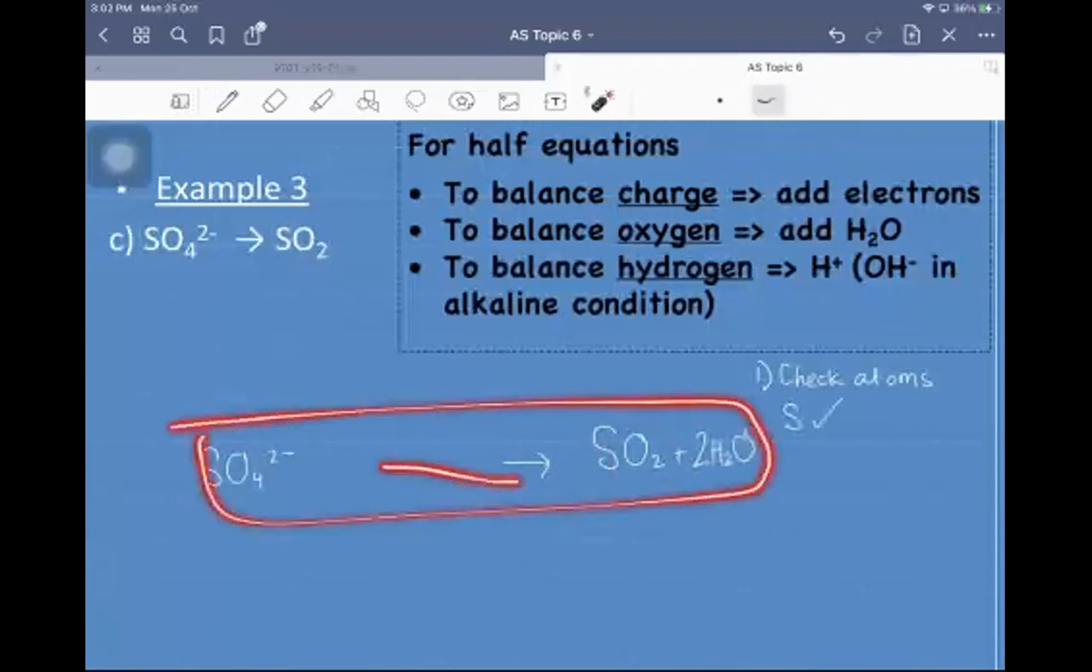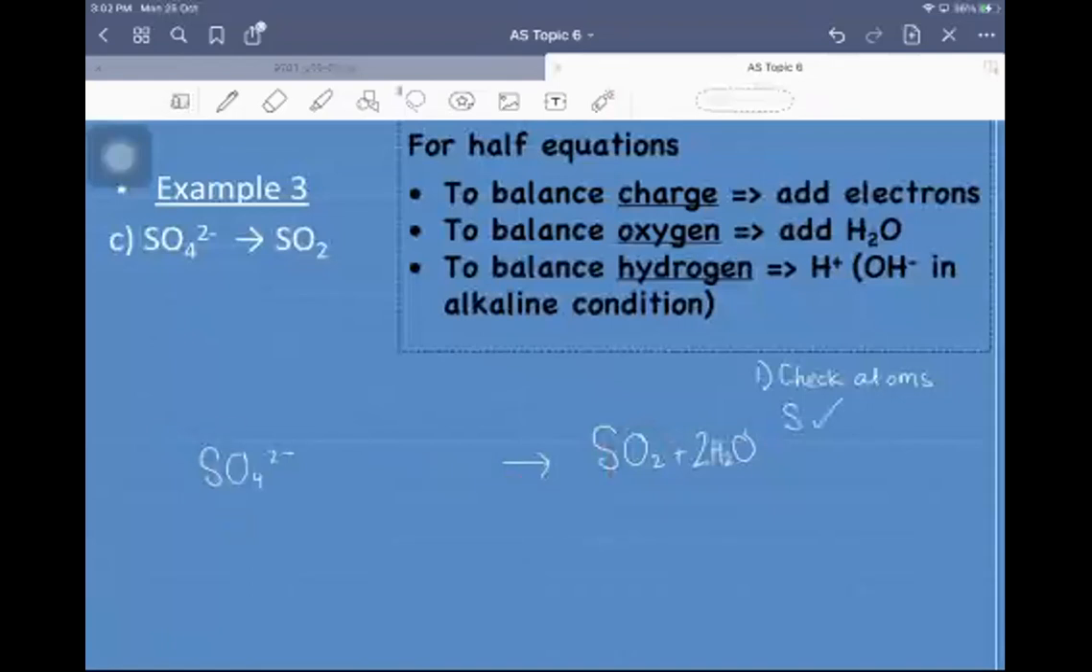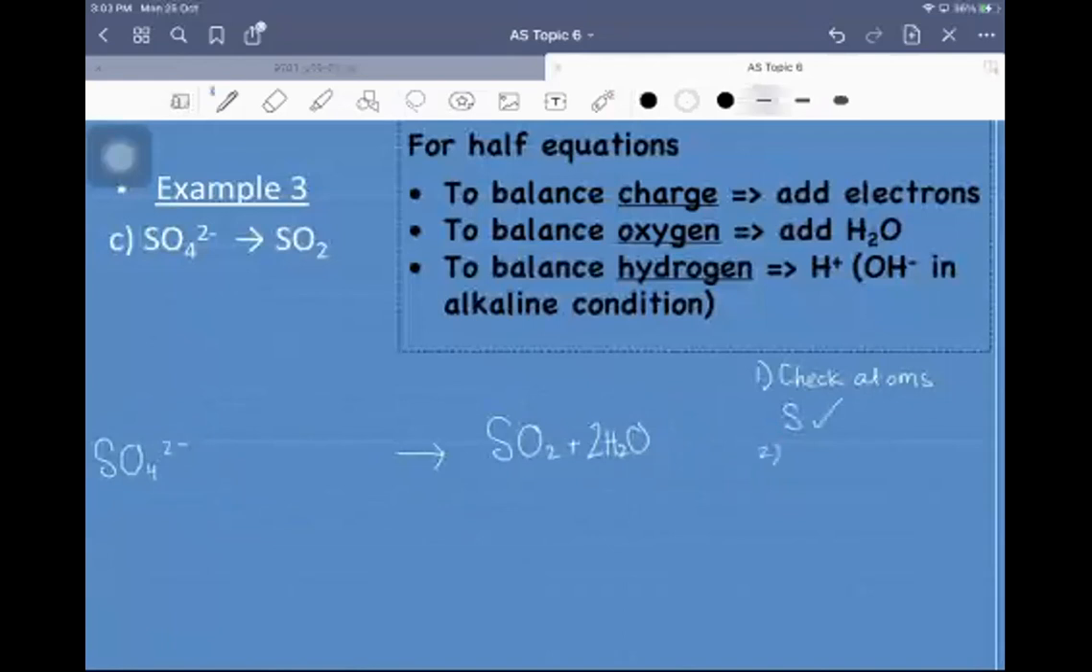To add H2O to balance the oxygen atoms. If I introduce H2O, that means I'm also introducing hydrogen into this equation. 4 hydrogen on the right must be followed by 4 hydrogen on the left, except that the hydrogen that we're adding is H+. Atoms done. So that's step number 3. Add H+ to balance hydrogen atoms.